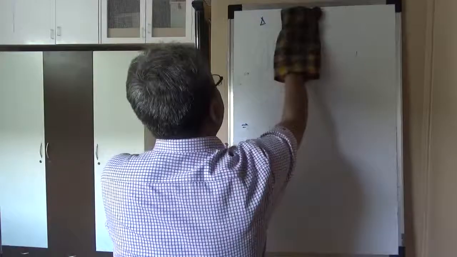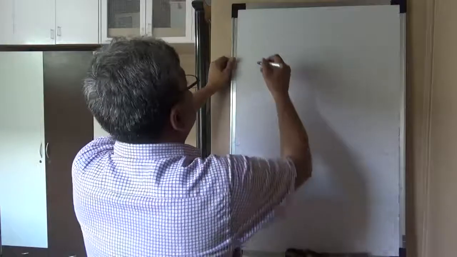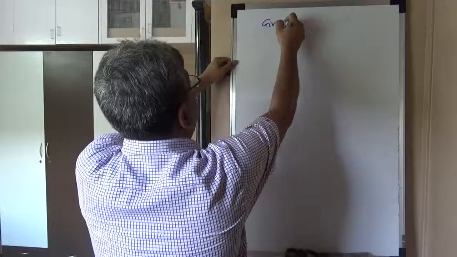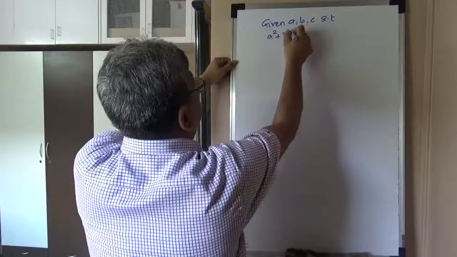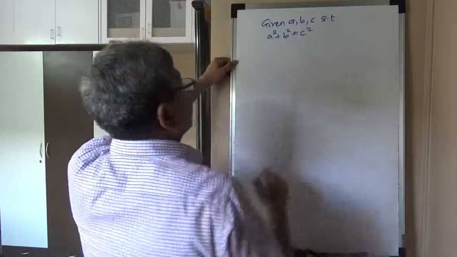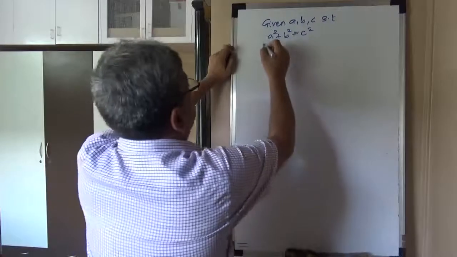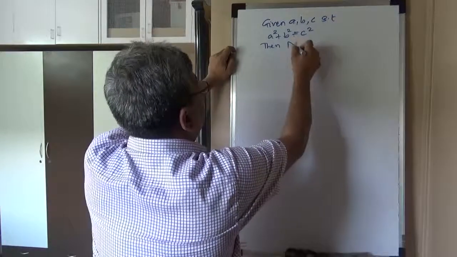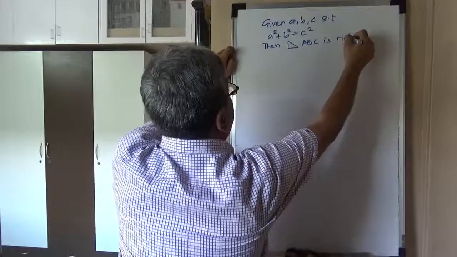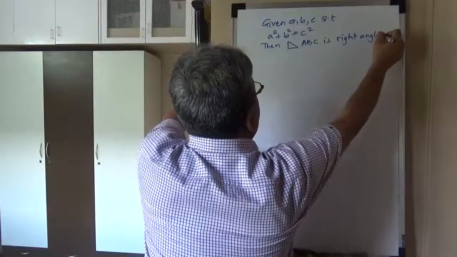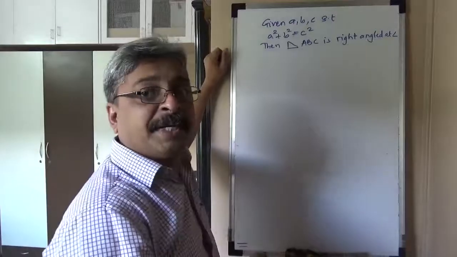Now the third part of today's lecture is converse of Pythagoras theorem. Suppose it is given a, b, c such that a square plus b square is equal to c square, and a, b, c are sides of a triangle. If it is said like that, then triangle ABC is right angle at C. Okay, so this is a bit involved.